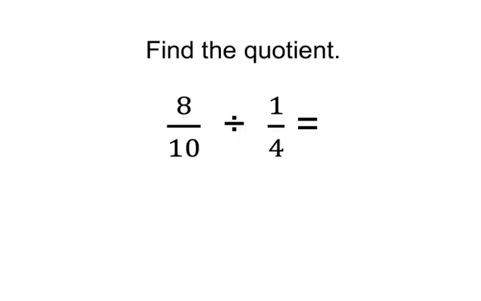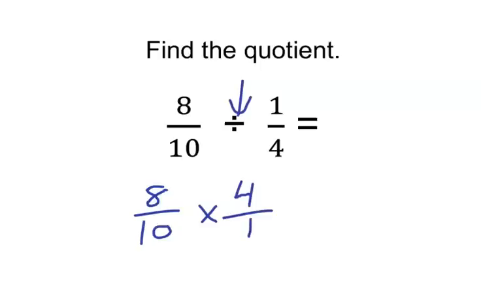Okay, here we are, quarter 4, week 3, day 4. Find the quotient. We are dividing fractions. We are going to keep change flip. All right, so we have 8 over 10. Change this to a multiplication sign and flip this to 4 over 1. Again, that's called the reciprocal or the multiplicative inverse.